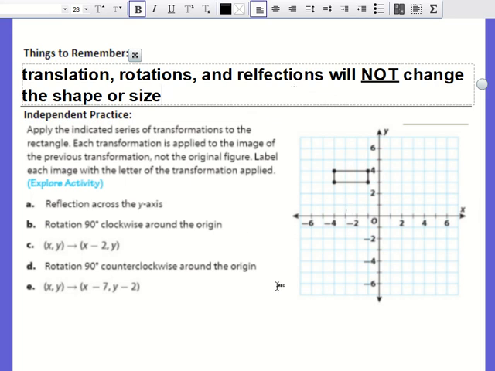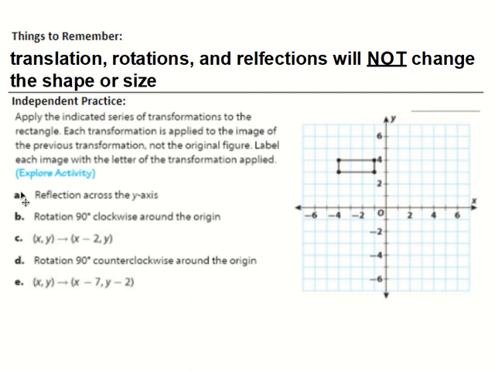Okay, so on your independent practice, you're going to practice doing a sequence. It says apply the indicated series of transformations to the rectangle. Each transformation is applied to the image of the previous, just like example 1, not to the original. Label each image with the letter of the transformation applied. So it's just like that first example we did. I'm going to apply A to this, then apply B to A, and then apply C to B, D to C, and E to D. Okay? That's how you're going to do it, just like the first example.